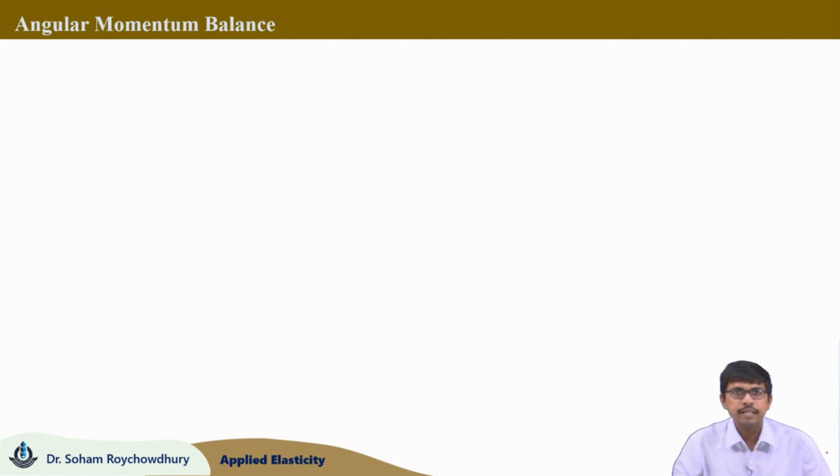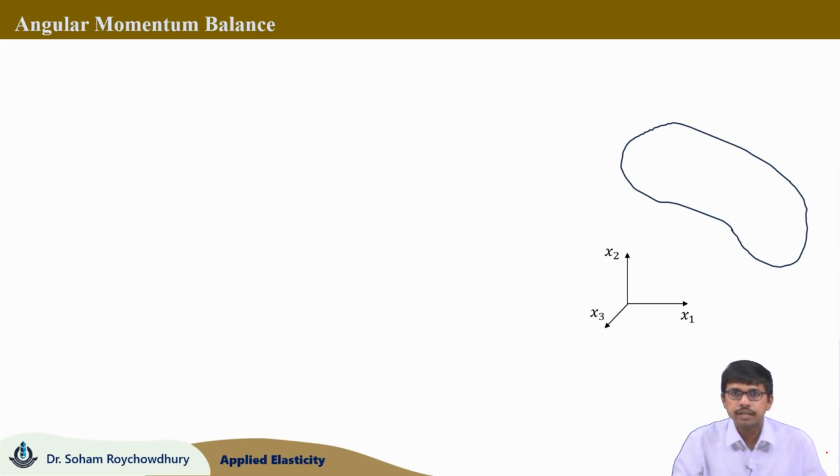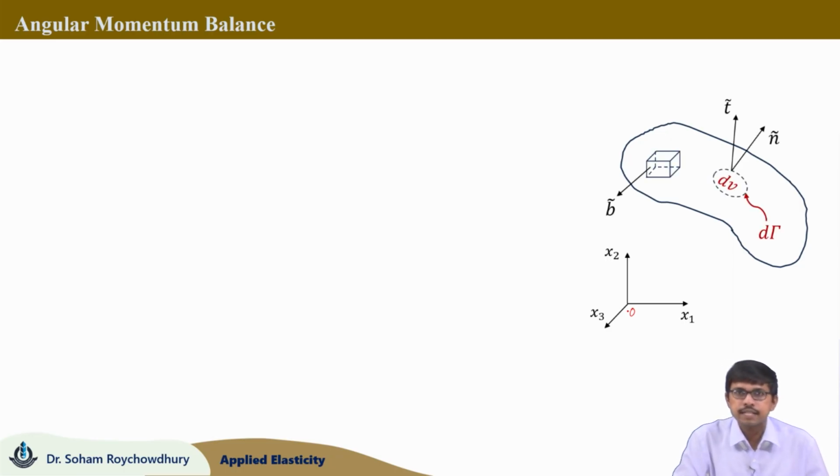So, after the linear momentum balance, now we are going to discuss the angular momentum balance law. So, let us consider the same body where we are considering the origin here for these x1, x2, x3 axes, and the body force B per unit volume is considered acting over the small volume dV, and the surface traction T is acting over the surface d gamma, with n being the unit normal on the surface.